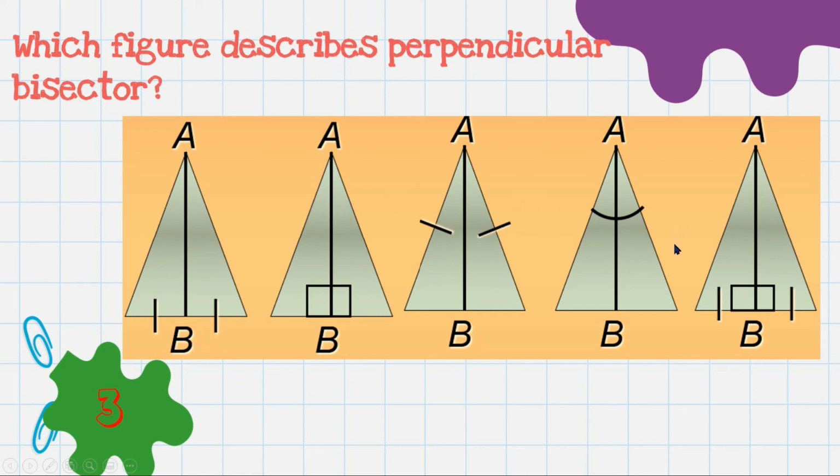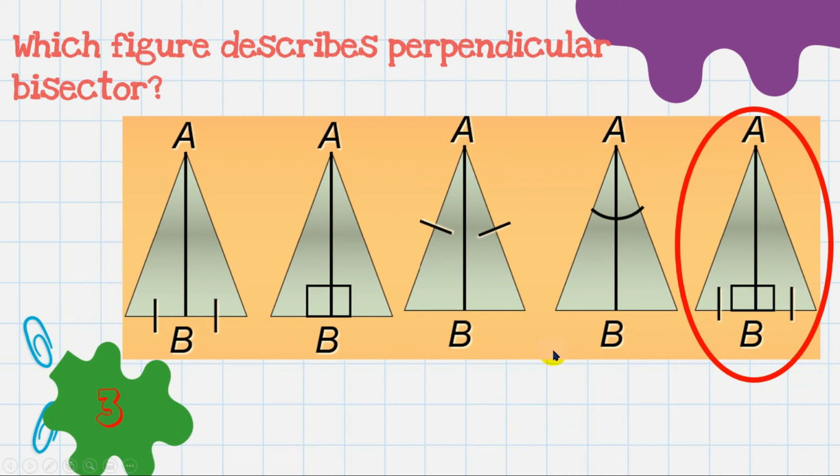1, 2, 3, 4, or 5? The answer is number 5. So, ito siya. Ayan yung nagpapakita na perpendicular kasi may 90-degree angle at bisector kasi meron tayong ganitong markings na nagsasabi na sila ay congruent segment.